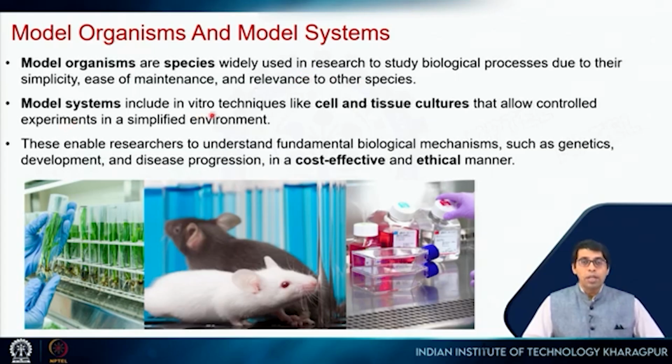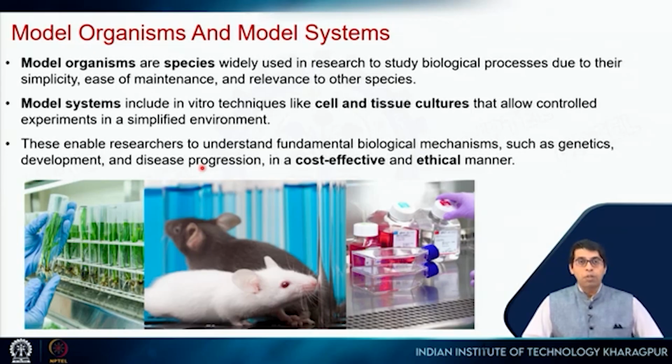Model systems include in vitro techniques like cell and tissue culture that allow controlled experiments in a simplified environment. I will discuss this in more detail when I talk about the model cells. These types of systems enable researchers to understand fundamental biological mechanisms such as genetics. If you are doing some genetic experiment, you can use this. If you want to study development, how from a single cell a whole life form emerges, you can use these model systems. They are also used for disease progression, which is very important.